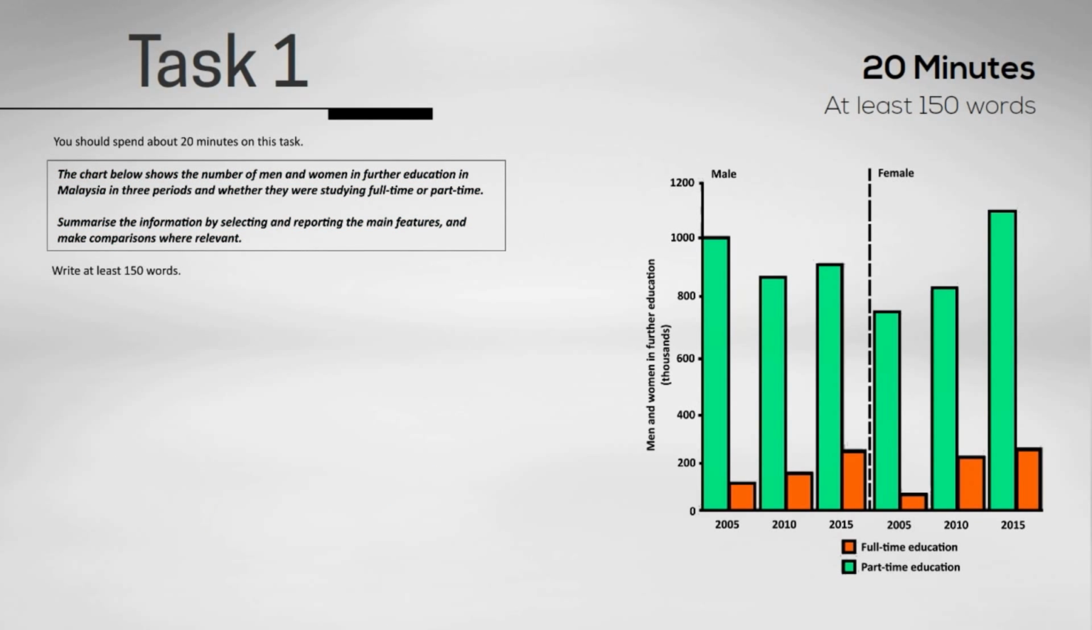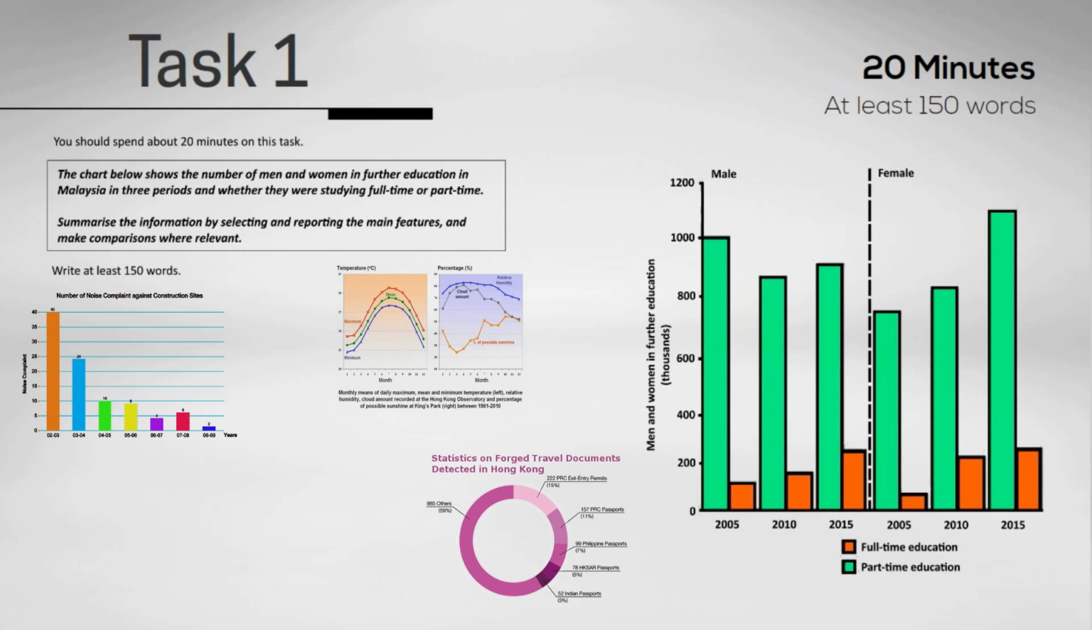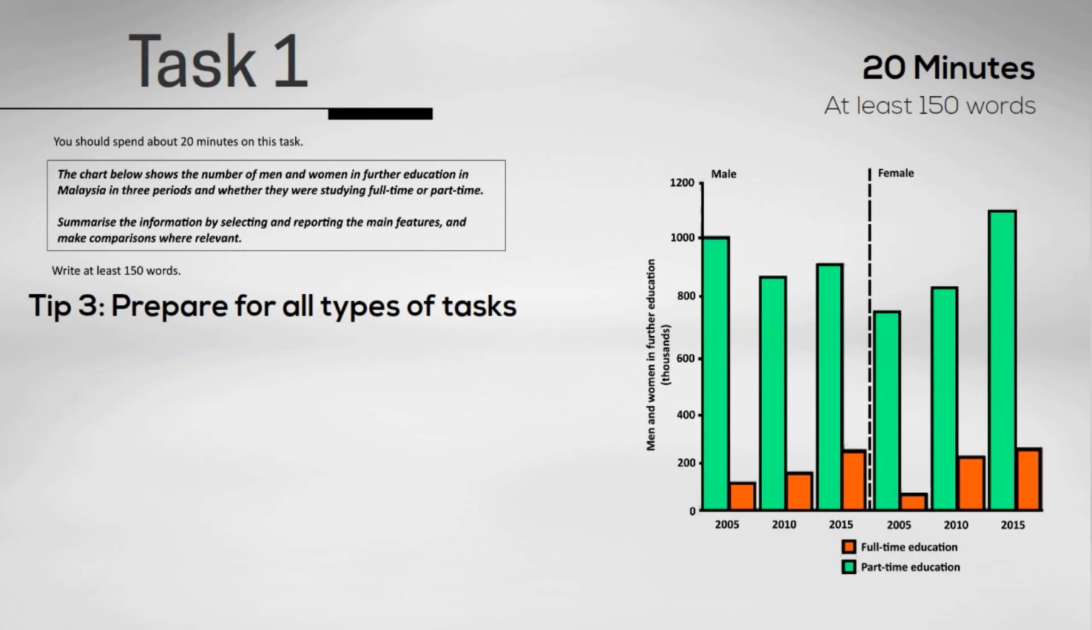Remember that you might not get a bar chart. It could be a pie chart, or a line graph, or a combination, or different charts. It could be a diagram describing a process, or it could be a map or a plan. So tip number 3 is, don't just prepare for one type of task, be ready for any of them.